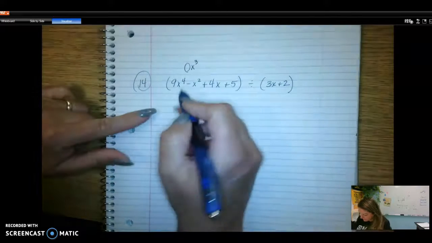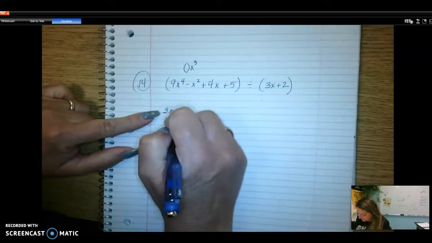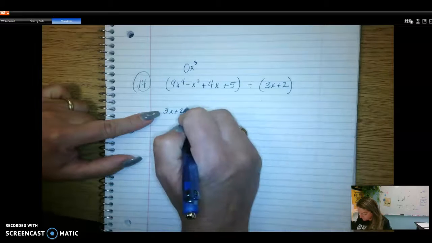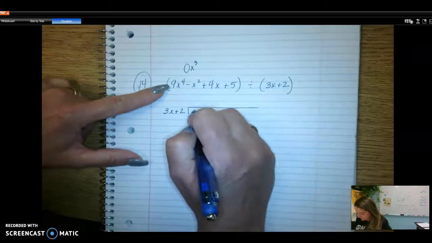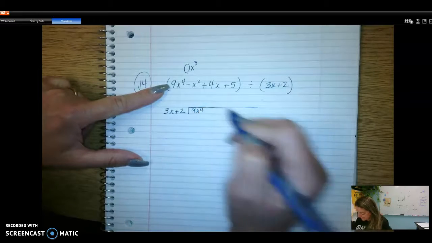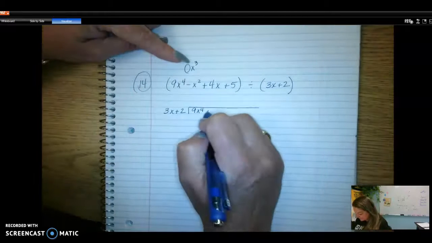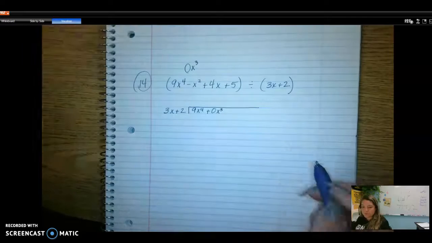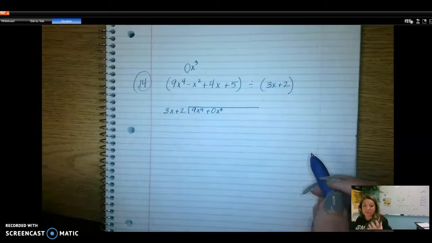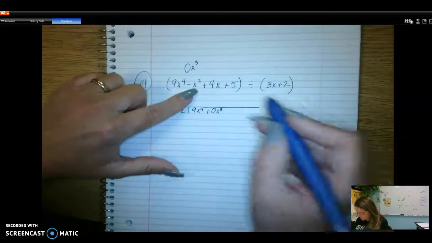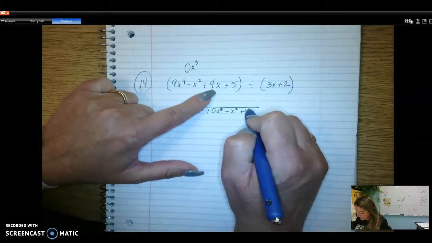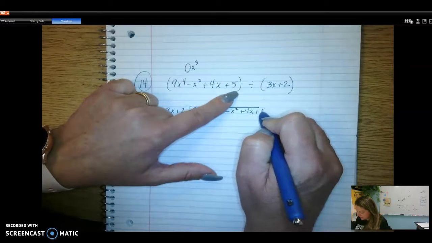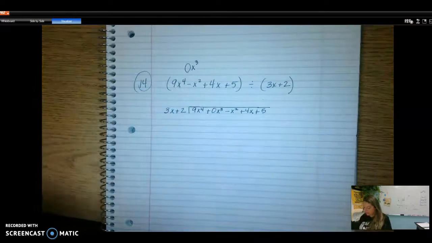Okay, so let's go write the division problem. We have 3x plus 2 on the outside. On the inside, our dividend, I think is what that's called, 9x to the fourth plus 0x cubed. It's funny, you start doing all this upper level math and you forget what all the little older stuff is called. Minus x squared plus 4x plus 5, and I'm just going to make my divided by sign a little bit longer.